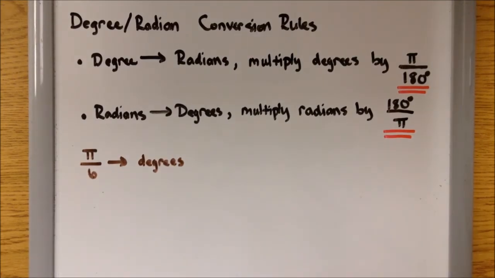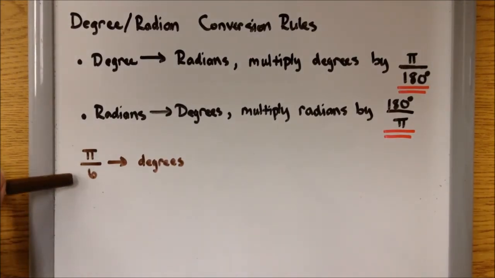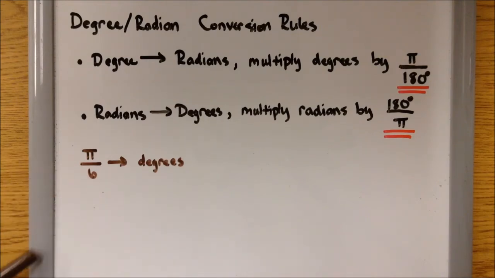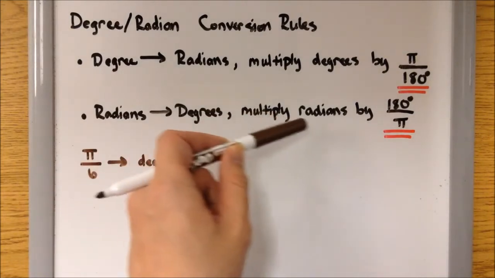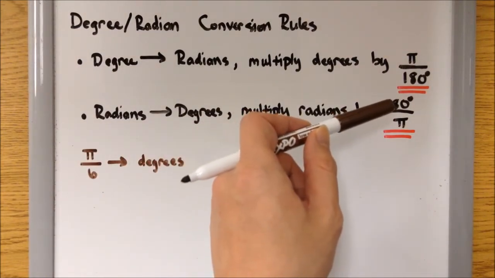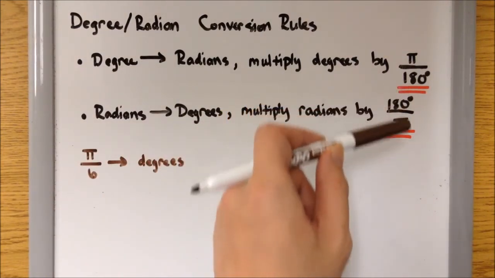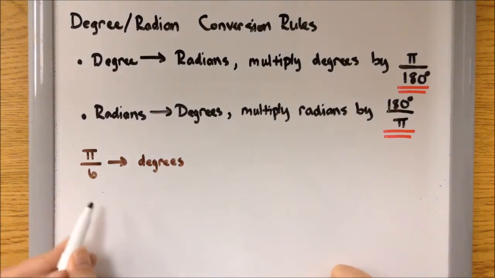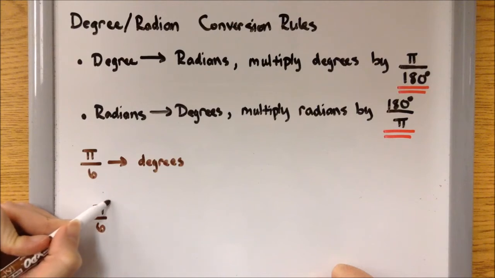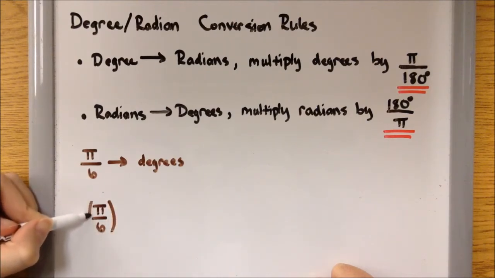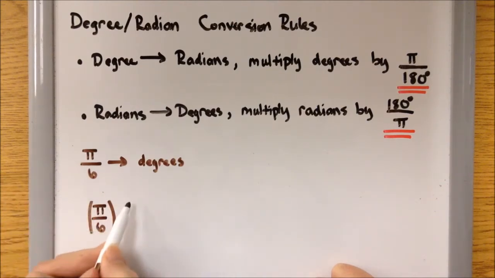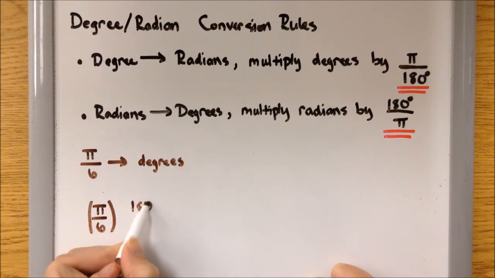Here in example 4, we have now pi over 6, and we need to convert into degrees. So to convert to degrees, multiply radians by 180 degrees over pi. So pi over 6, and I'm putting it in parentheses because it's a fraction. We're going to multiply fractions: 180 degrees over pi.